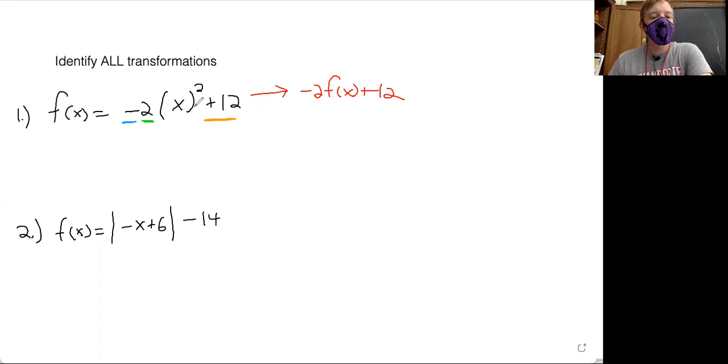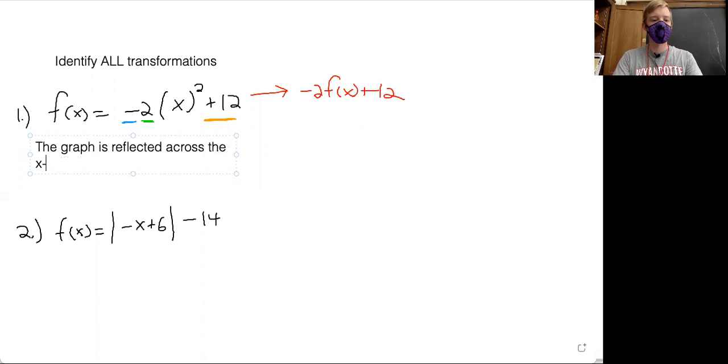So if we describe these transformations, this negative sign in front of the 2, this negative sign in front of an f would cause a reflection across the x-axis. The 2, since the 2 is bigger than 1, would cause a stretch.